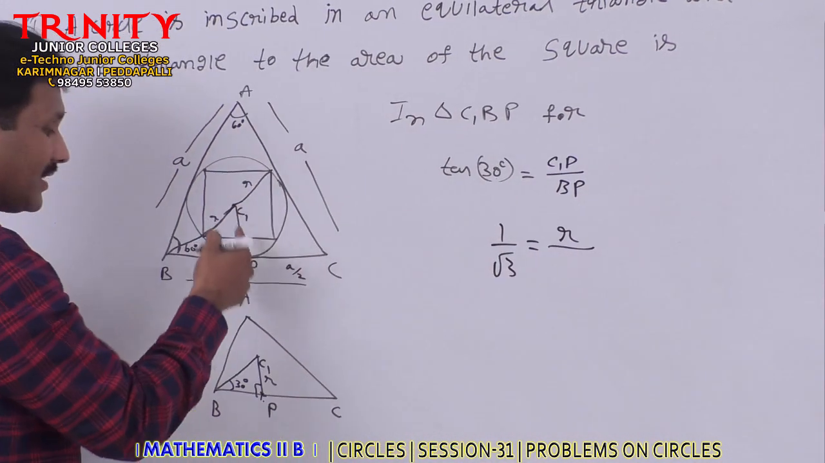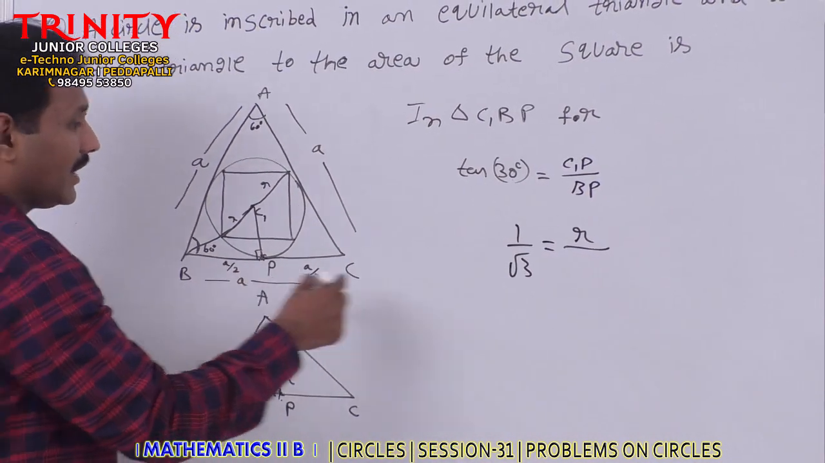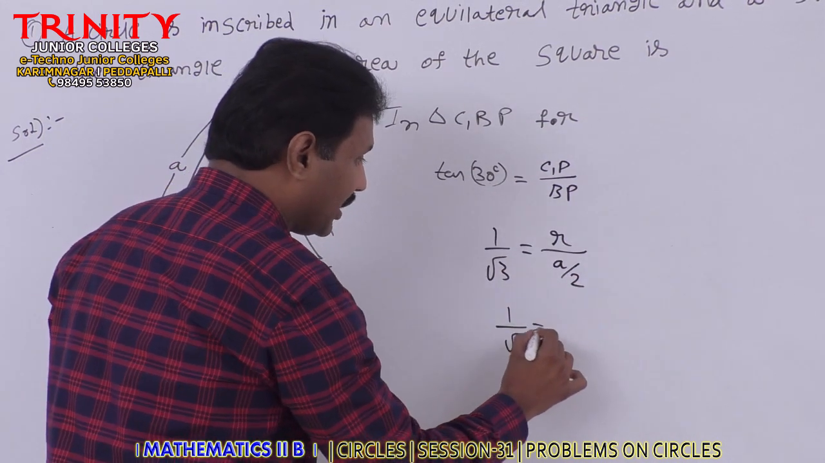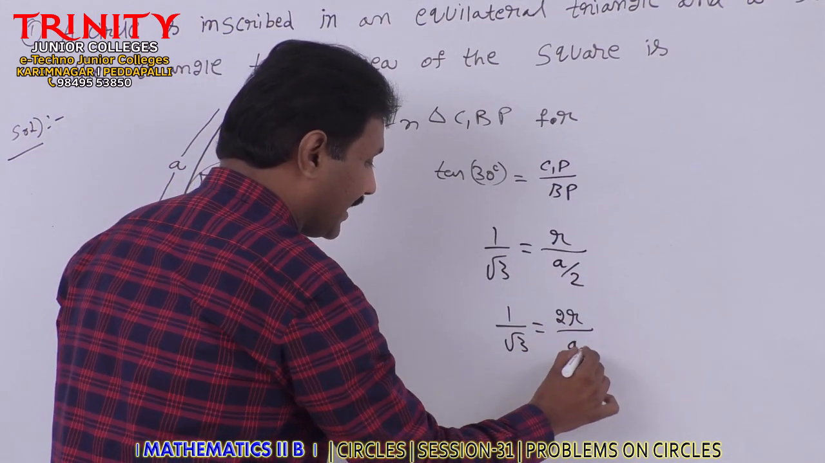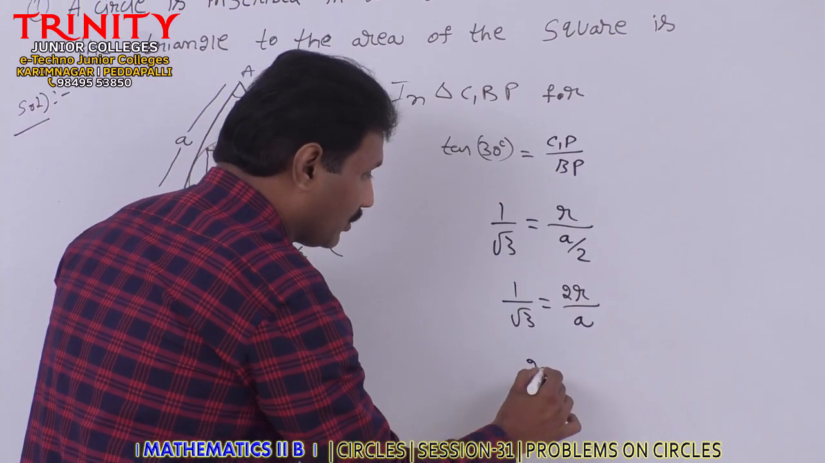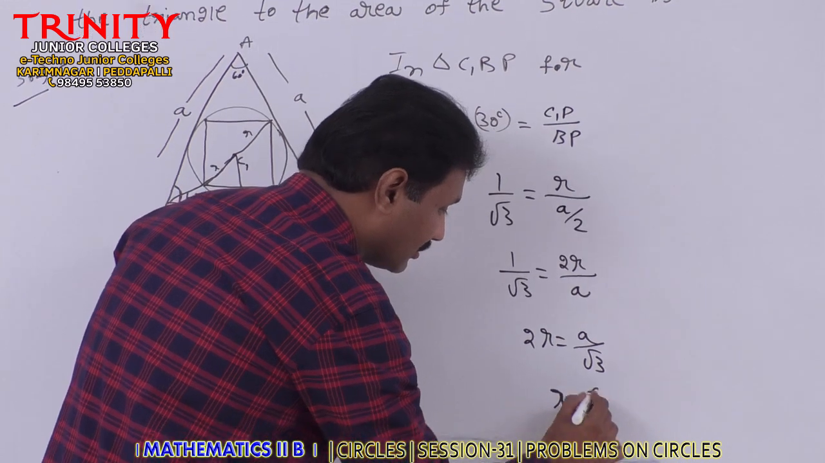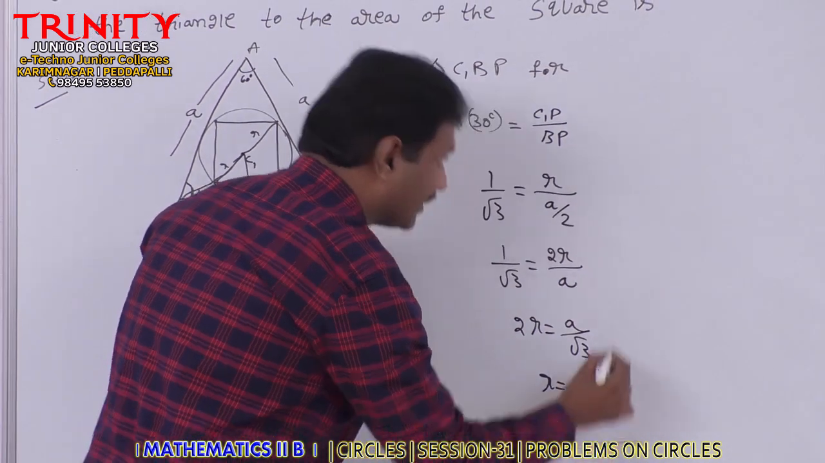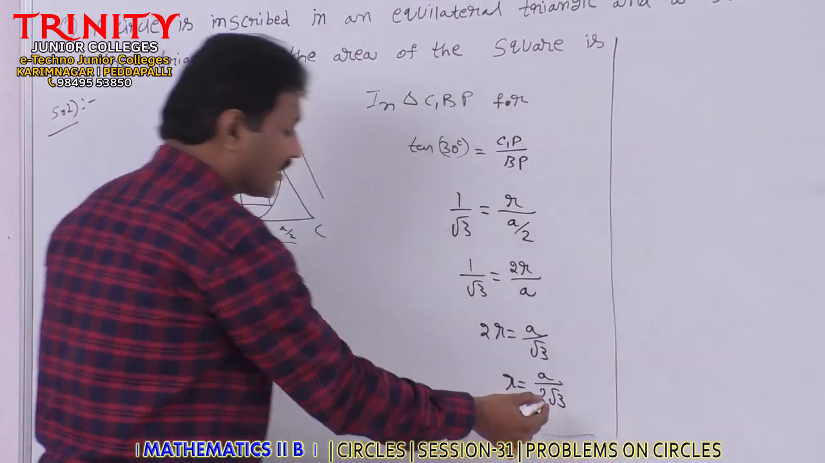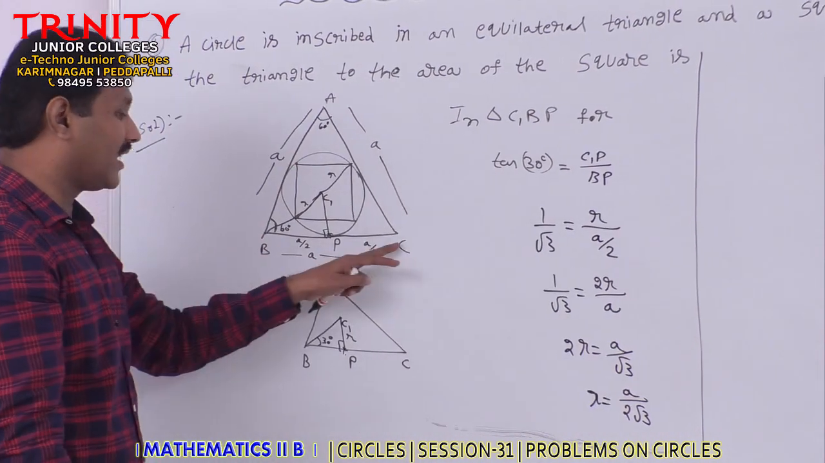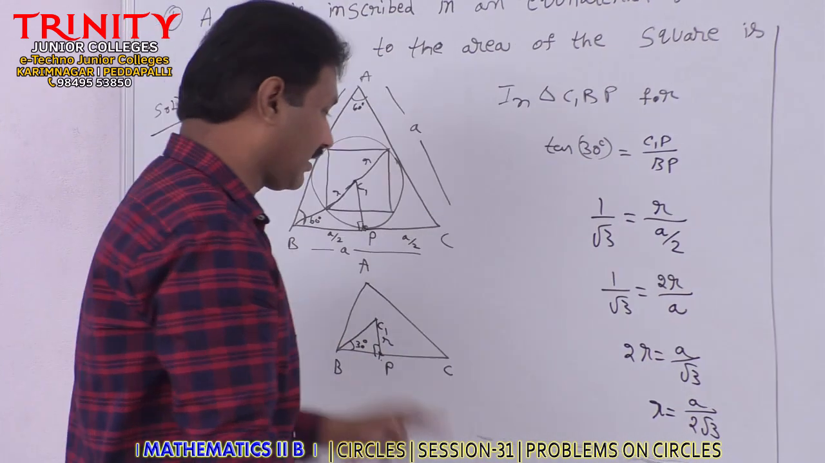Tan 30 equals 1 by root 3, which equals C1P, small r, the radius of the circle, divided by BP, which we consider as A by 2. So 1 by root 3 equals 2r by A. Therefore, 2r equals A by root 3, and r equals A by 2 root 3. This is the radius of the circle, where A is the length of each side of the equilateral triangle.